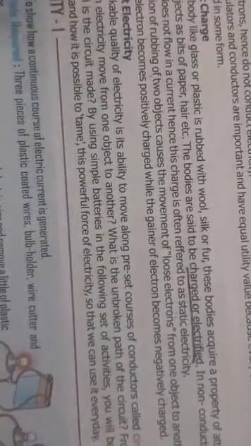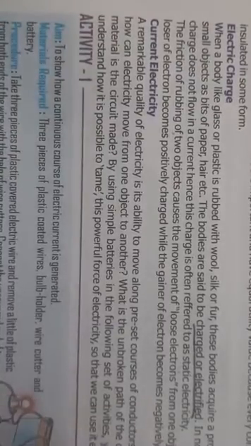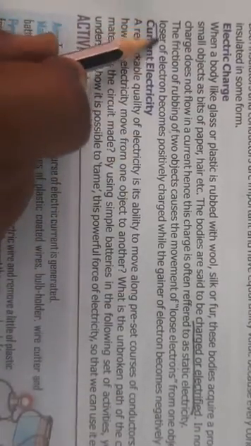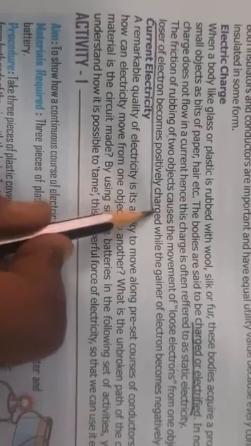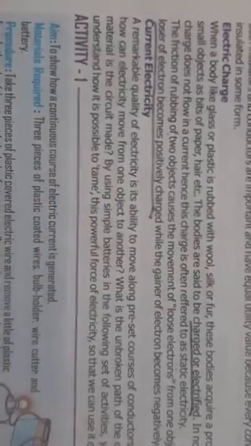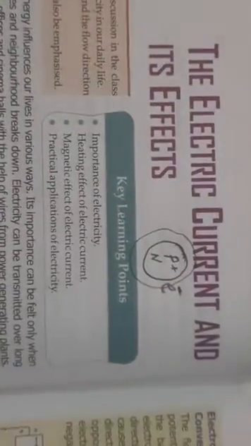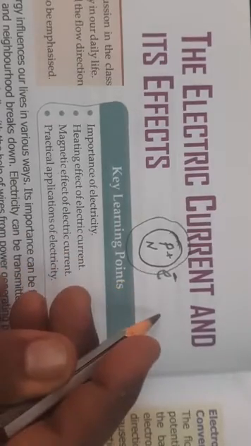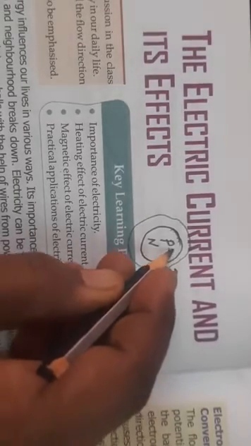Okay, see, it is given here in your book. Please try to understand it very carefully, okay? The loser of electron becomes positively charged. Now, why is it so? See, children, if it is going from one atom to another atom, the number of protons, that is positive charge, and negative charge are equal.